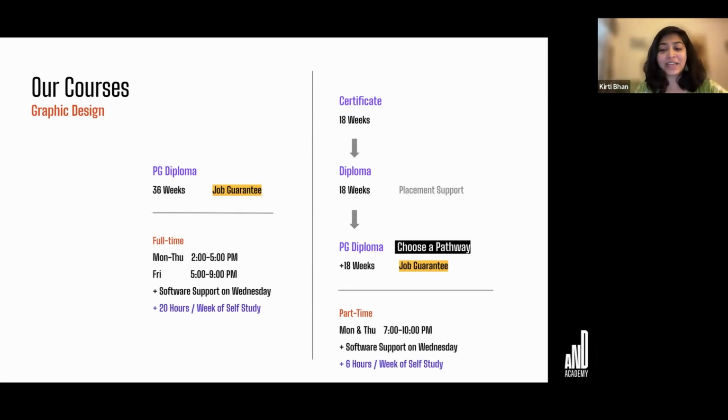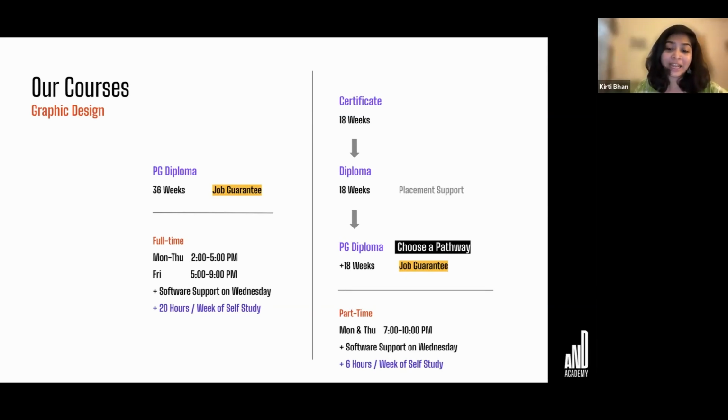Now talking about the left side of the screen, which is the PG diploma, which is full-time, of 36 weeks. There is no stackability for this one. There is only stackability for the part-time, for a reason. For full-time, you have a job guarantee, but with the same disclaimer that I just shared. The timings that you can see for full-time and part-time are slightly different.